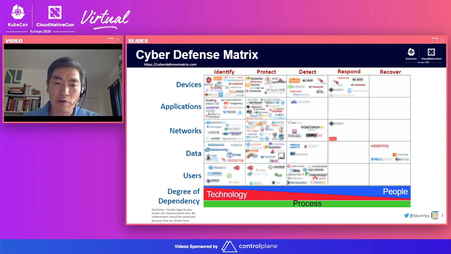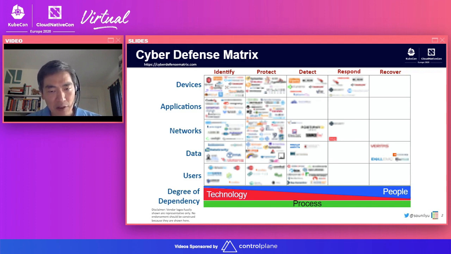But what I do want you to notice is that the preponderance of the technologies are on the left side of the matrix. And there are very few security capabilities on the right side of the matrix. This led me to create the degree of dependency spectrum that you see on the bottom of the matrix, where it seems like we have a much greater dependence on technology on the functions of identify and protect. And this starts shifting when we hit detect.